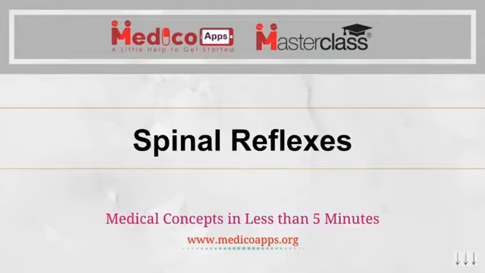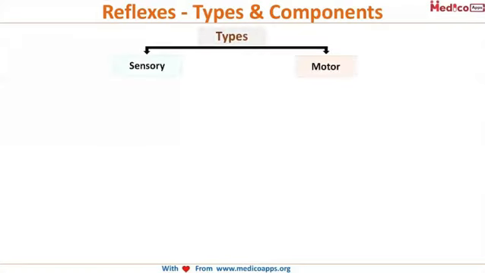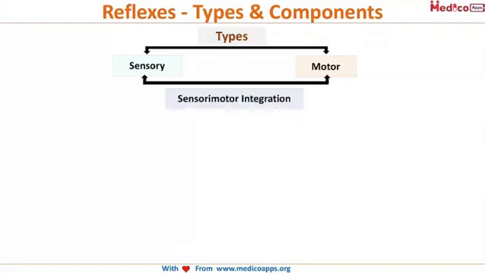In this session, we'll be looking at the spinal reflexes. The first thing we need to understand here is that there is a sensory type of reflex and a motor type of reflex. When both of these are integrated, it results in something called sensory motor integration. So when the sensory component and motor component work together, we call it sensory motor integration.